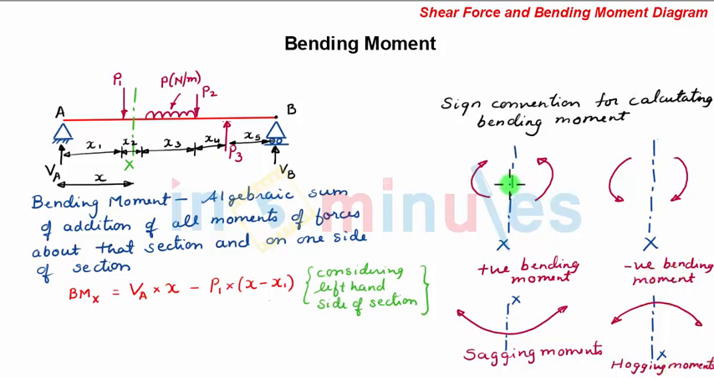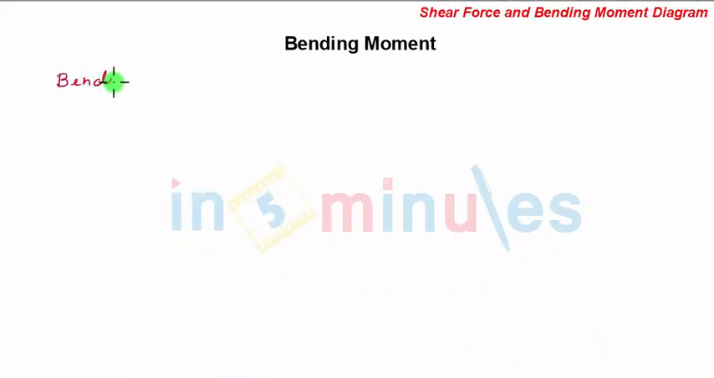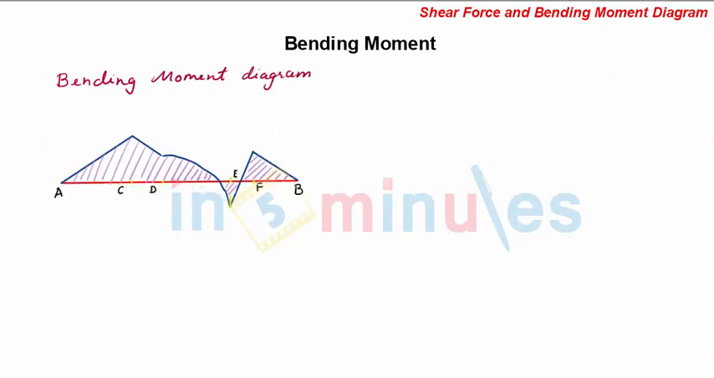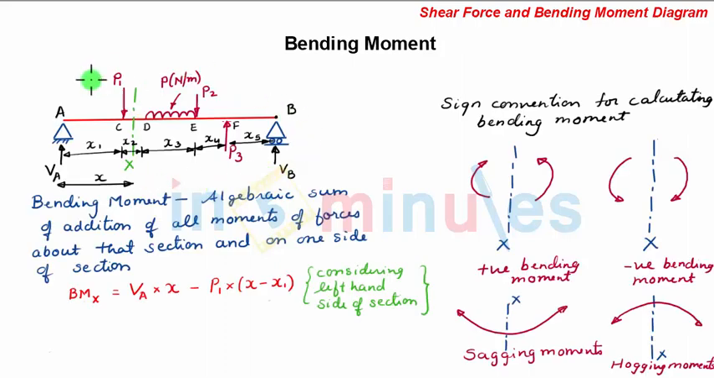So if you apply the sign conventions, you will see that moment caused by the support reaction VA is a clockwise moment on the left hand side of section, hence it is positive. Whereas the moment caused by this force P1 is anti-clockwise on the left hand side of the section, hence it is negative. Now as we move the section from one end of the support to the other end, we see that the bending moment changes in magnitude as well as in direction. So diagram which shows the variation of bending moment along the length of the beam is called as bending moment diagram. So this is a typical bending moment diagram for the beam given in this figure.